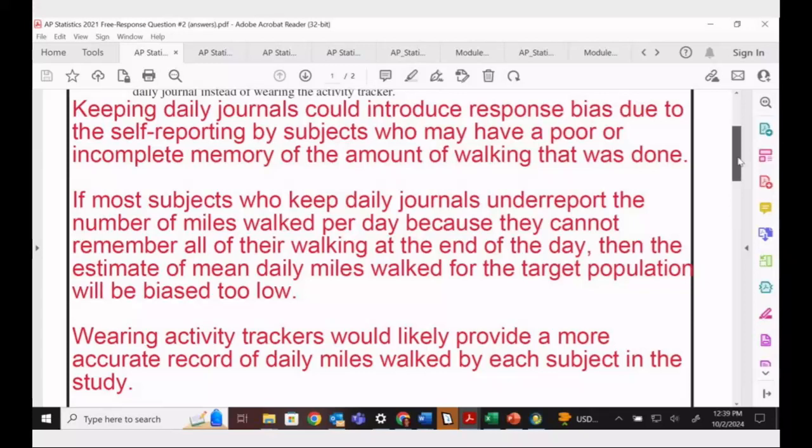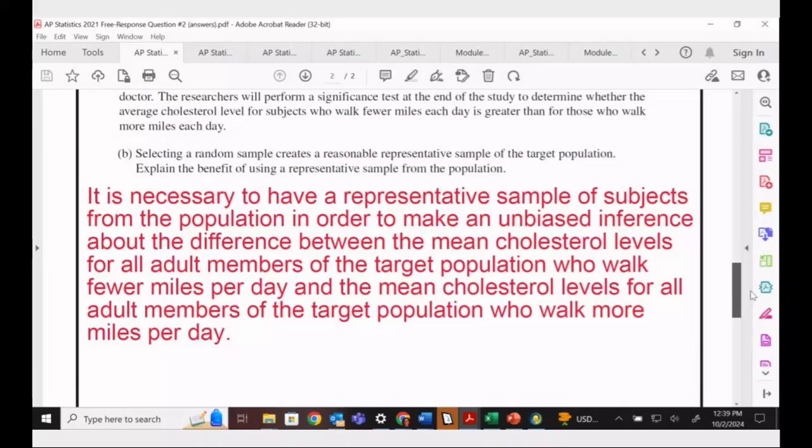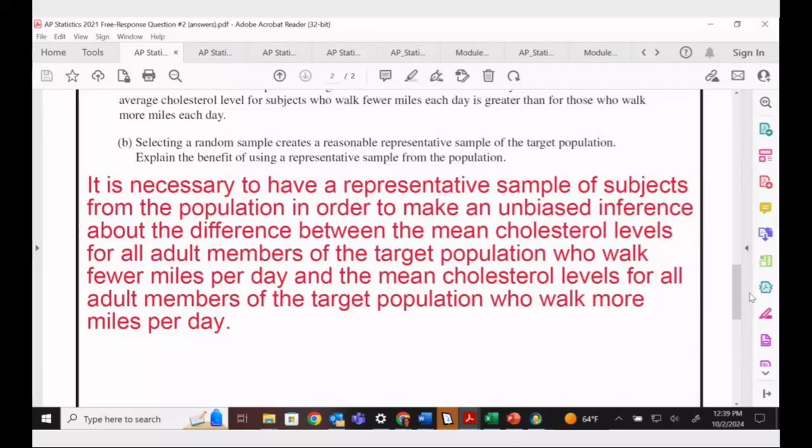Flipping it over to the back side. Selecting a random sample creates a reasonable representative sample of the target population. Explain the benefit of using a representative sample. It's necessary to have a representative sample of subjects from the population in order to make an unbiased inference about the difference between the mean cholesterol levels for all adult members of the target population who walk fewer miles per day and the mean cholesterol levels for all adult members of the target population who walk more miles per day.